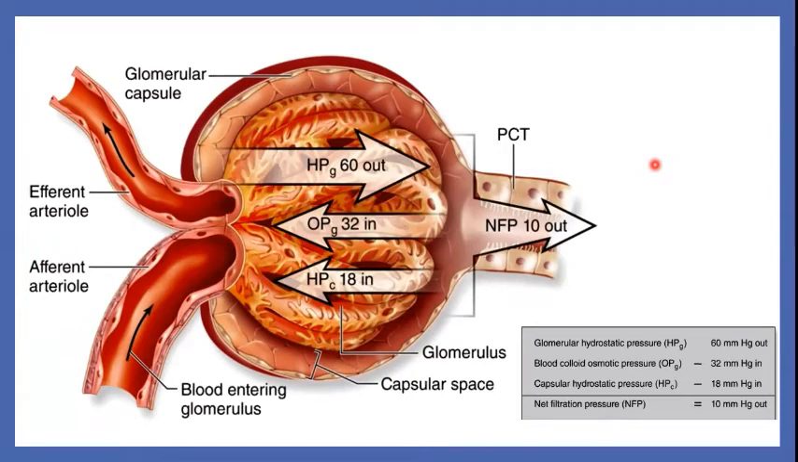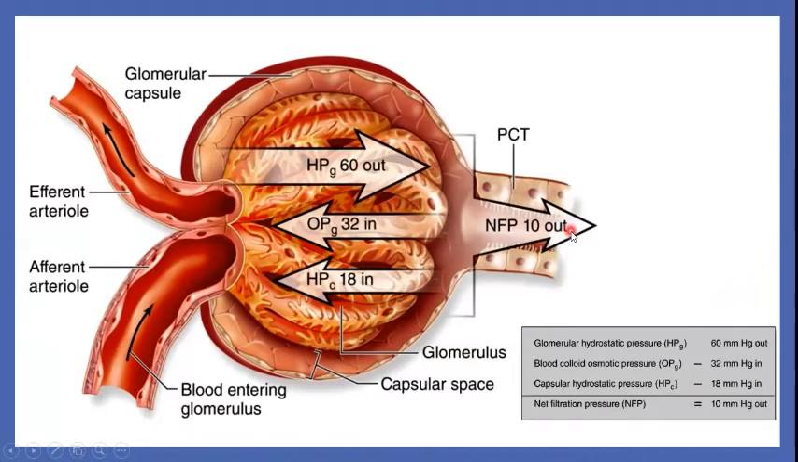Here's a diagram showing us that again. Here's the afferent arteriole. Blood enters the glomerulus. Our hydrostatic pressure is 60, trying to push out of the capillaries. Osmotic and capsular pressure are going to be combined, pulling into the capillary and trying to push the fluid in. We only have an opposition of about 50. Because of this, our net filtration pressure is going to be 10 out, and we are producing that filtrate.